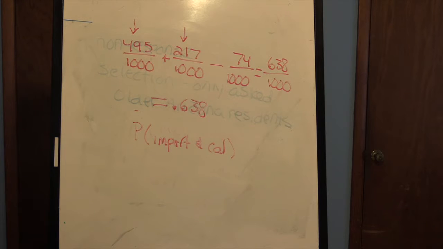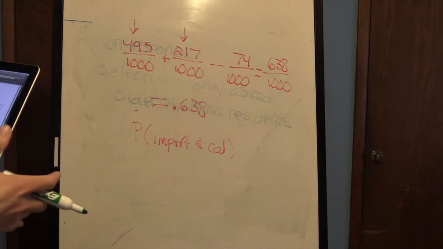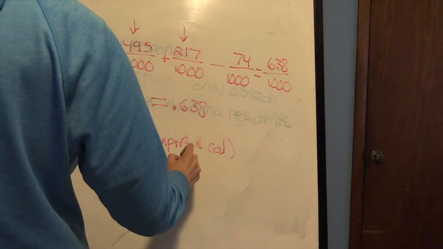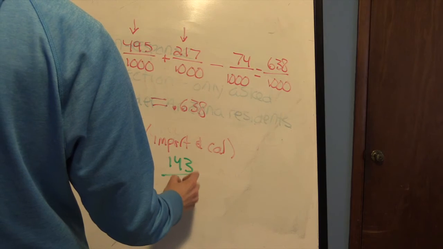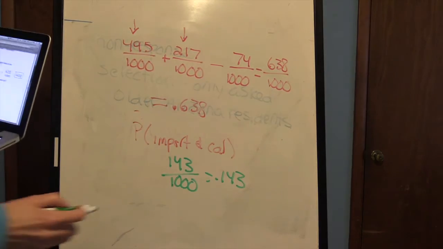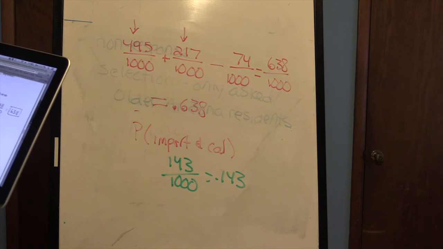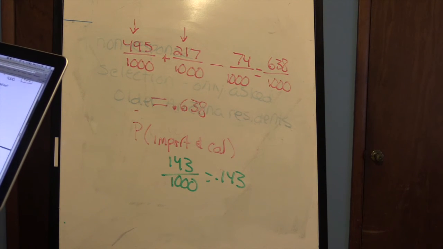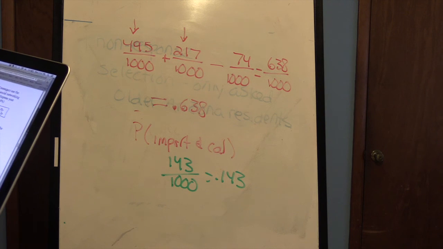It's a conditional multiplication. But in this case, we just need to say, well, how many of them are imports and cars? That's 143 out of the total number of vehicles, which is 1,000, and it's just 0.143. So an and problem in a contingency table is actually very, very straightforward. So don't overcomplicate it. Okay?